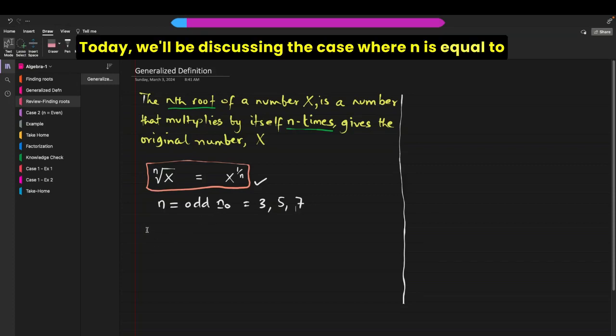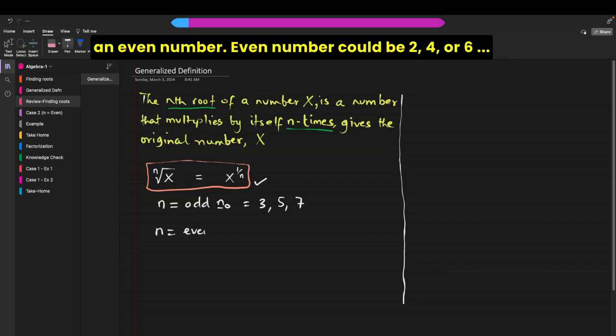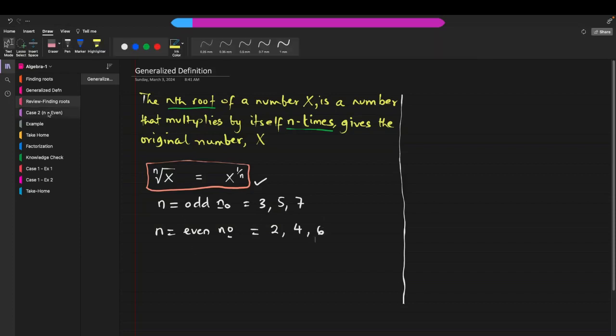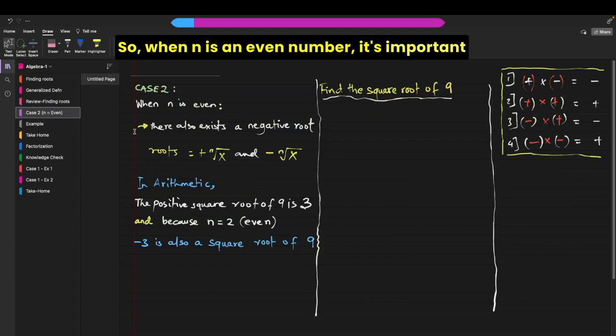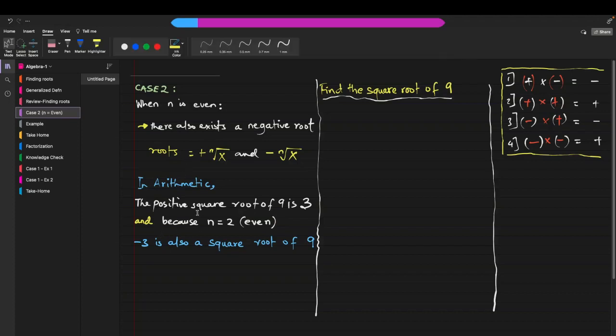Today, we'll be discussing the case where n is equal to an even number. An even number 2, 4, or 6. So when n is an even number, it's important to know that there also exists a negative root.